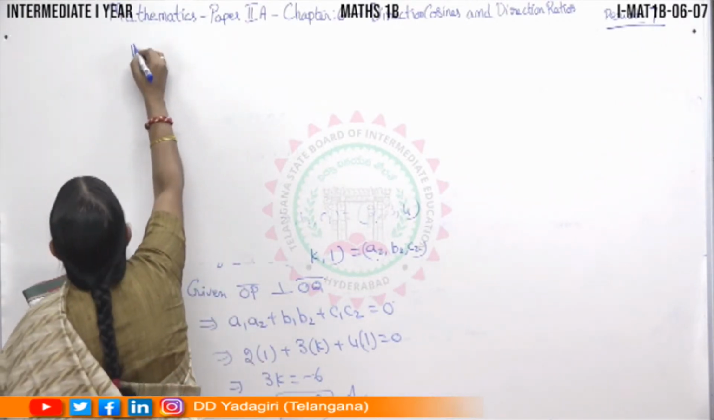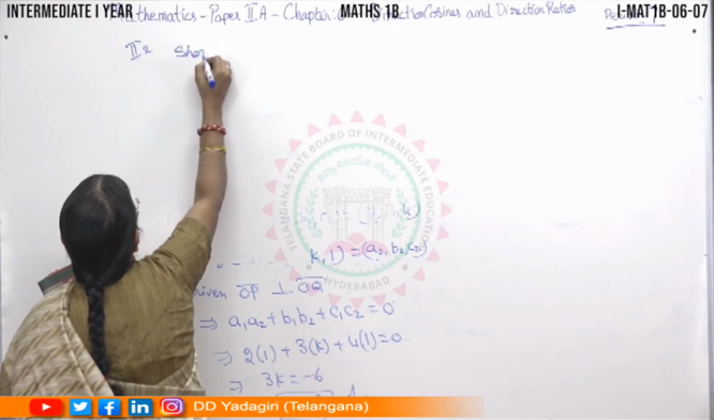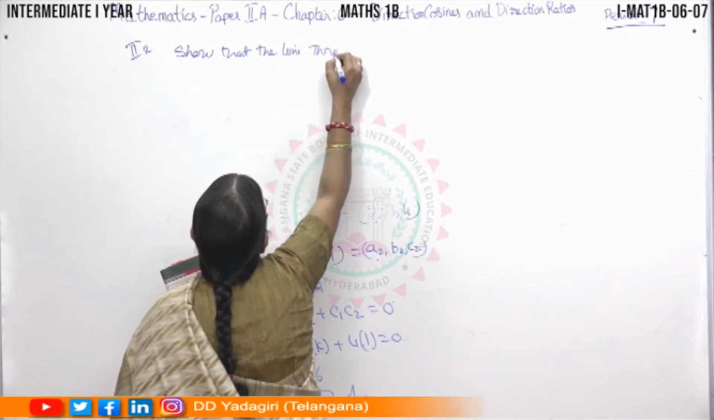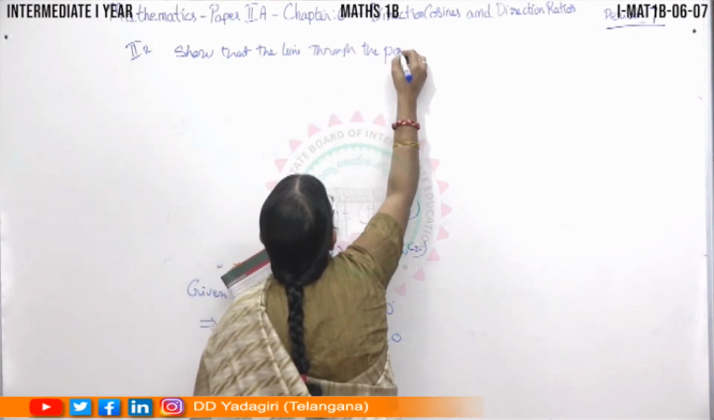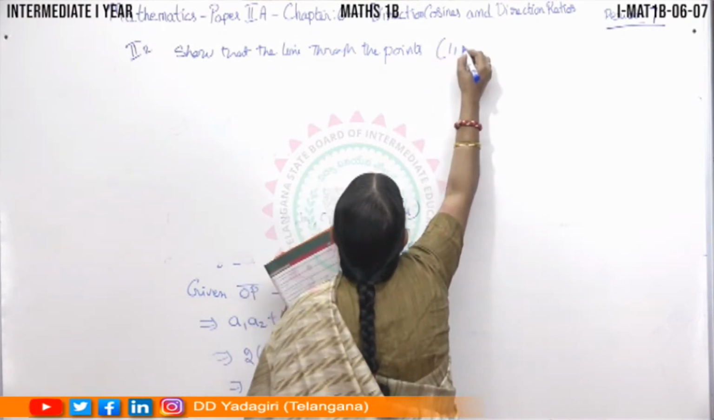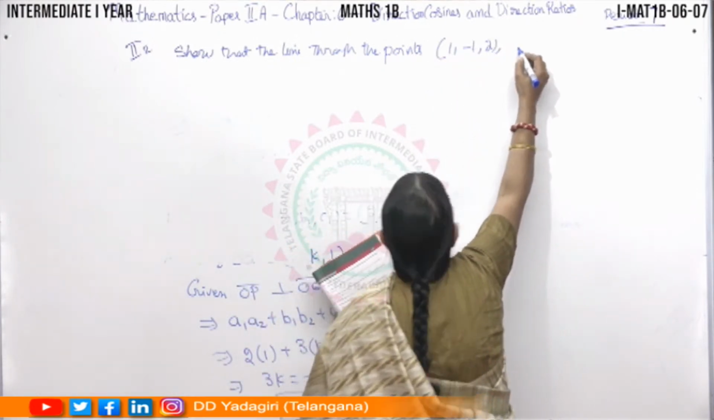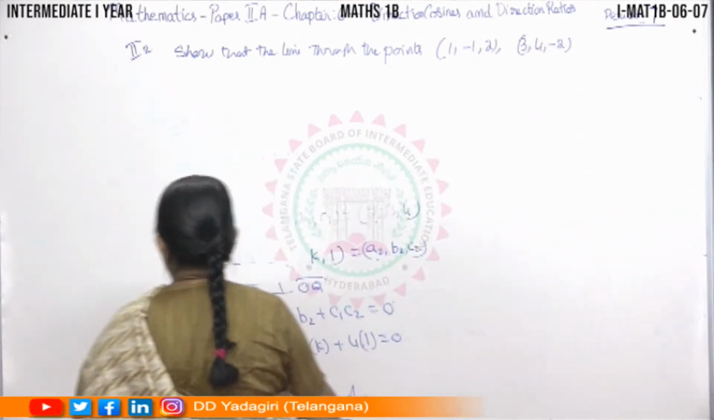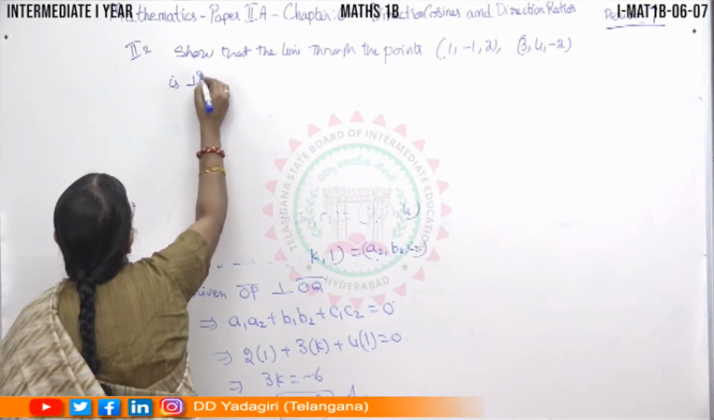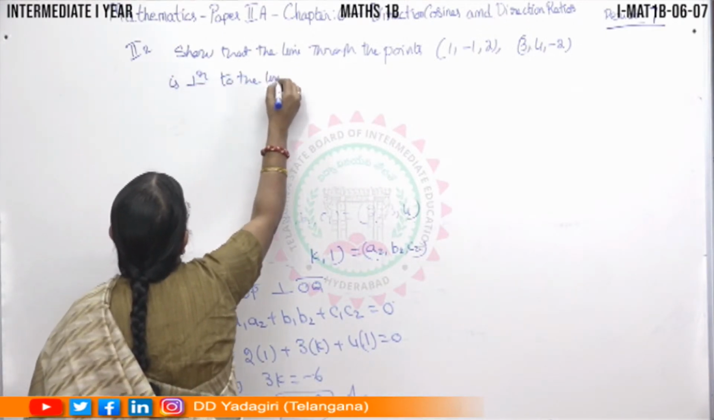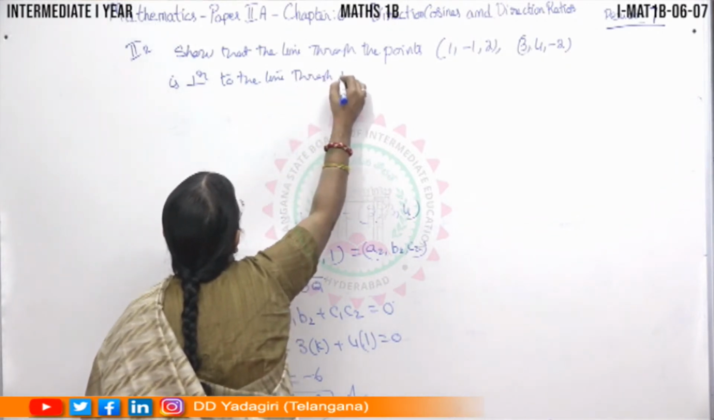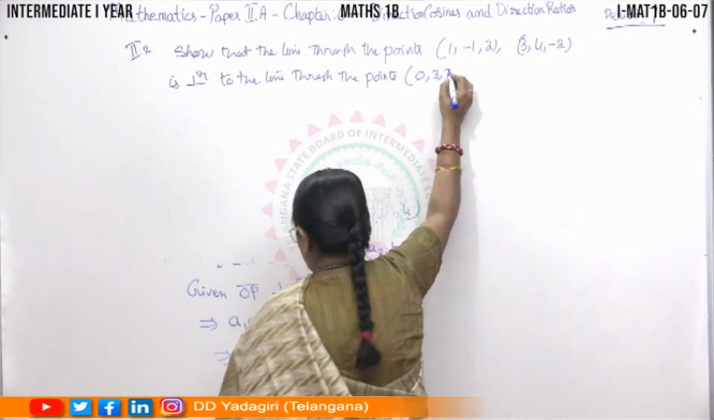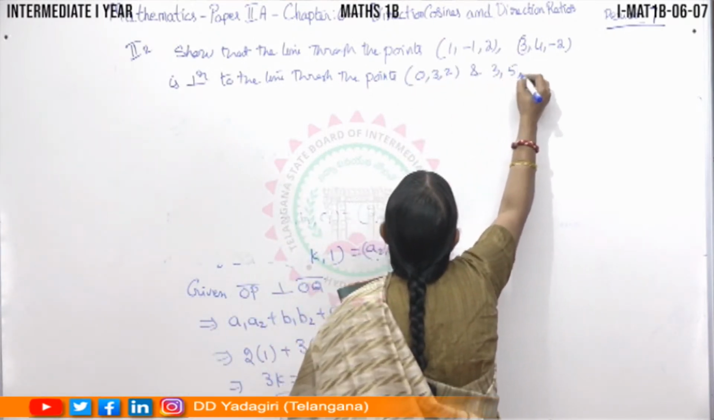Okay, second problem, second section, second problem. Show that the line through the points (1, -1, 2) and (3, 4, -2) is perpendicular to the line through the points (0, 3, 2) and (3, 5, 6).